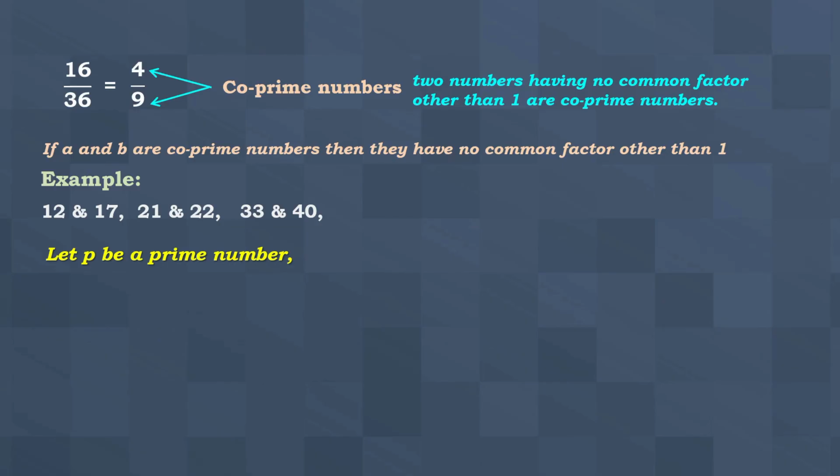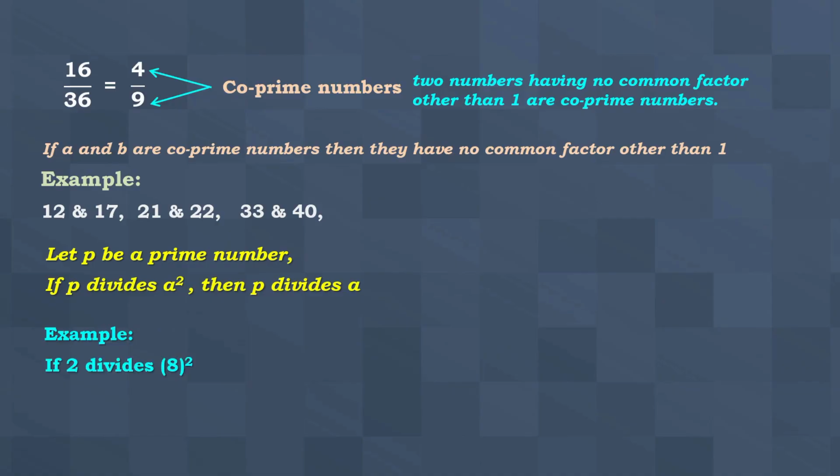Now, let us understand an important property related to prime numbers. Let p be a prime number. If p divides the square of a number, then p also divides that number itself. In simple words, if a prime number divides the square of a number, it must divide the original number. For example, if 2 divides the square of 8, then 2 also divides 8. Similarly, if 7 divides the square of 35, then 7 also divides 35. This property is very useful while solving questions related to real numbers and proofs.